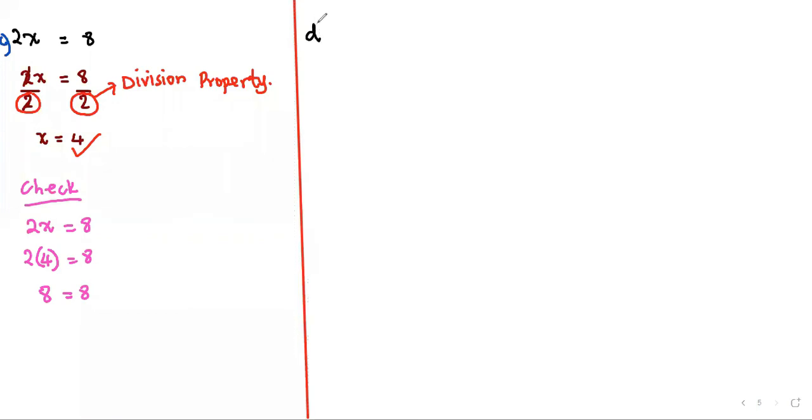So let's have D. Part D, we have 2x minus 3 is equal to 5. Okay. Now, since we have minus 3, we are going to use plus 3. So this means that we are going to have 2x minus 3 plus 3. But also on the right-hand side, we must get 5 plus 3.